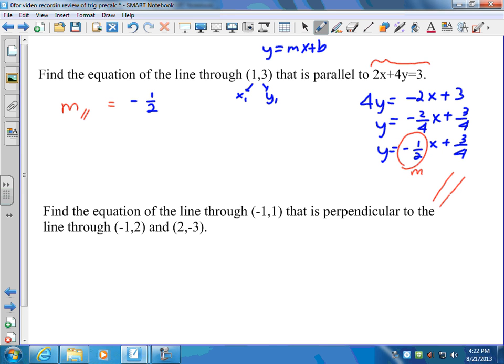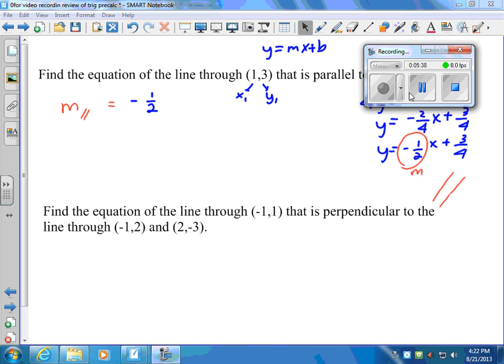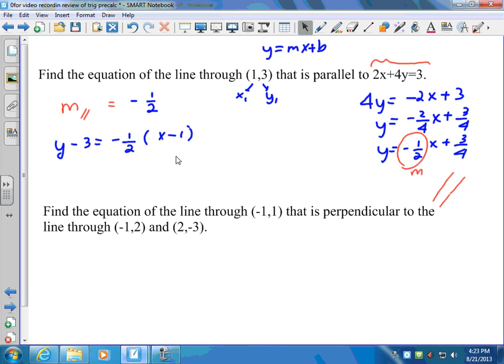Now can you write the equation of the line? Again, this will be a good point to pause the video and complete the question on your own. So here I've set it up. y minus 3 equals the slope times x minus 1. And all we need to do is distribute and simplify.